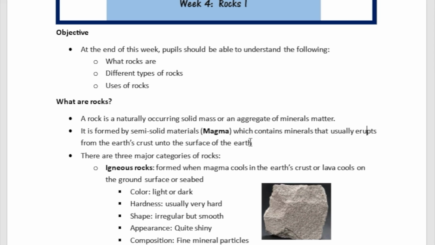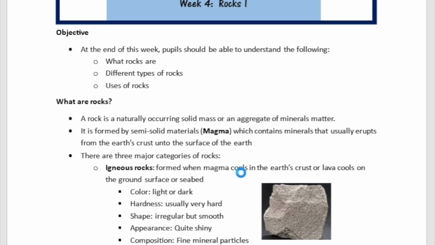So hopefully you haven't witnessed volcanic eruptions before. It's just some kind of magma that shoots out from the ground all of a sudden. You're going to see that liquid magma coming out of the ground, and when it cools down, it forms something really hard. Well, we call those things rocks.